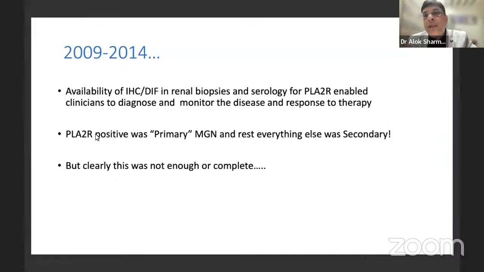Now, from 2009 to 2014, the availability of IHC, or some people also used IF for staining of PLA2R, helped the clinicians to diagnose and monitor the disease, because there was a serological test also available for detecting PLA2R antibodies. This was a huge improvement in the sense you could actually diagnose a case and then monitor your treatment and see how well your treatment has done in terms of reducing the circulating autoantibodies. So as I said, PLA2R positive was primary MGN and rest everything was secondary, but this was not enough.